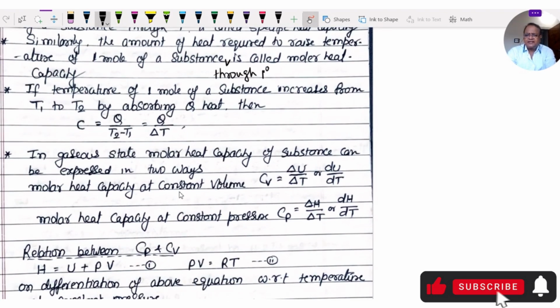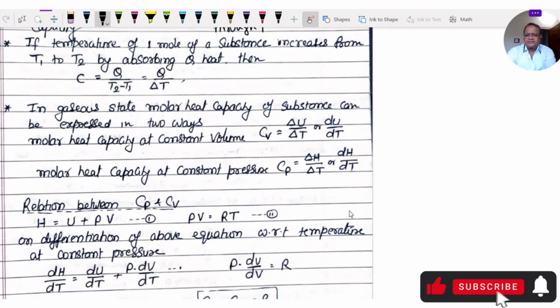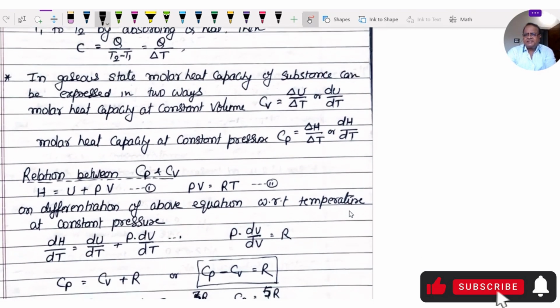For the gaseous state, molar heat capacity can be measured in 2 ways. Molar heat capacity at constant volume, Cv equal to delta U by delta T, where delta U is taken in place of Q, as you just studied, that is dU by dT. Molar heat capacity at constant pressure, Cp equal to delta H by delta T, that is dH by dT. Relation between Cp and Cv.